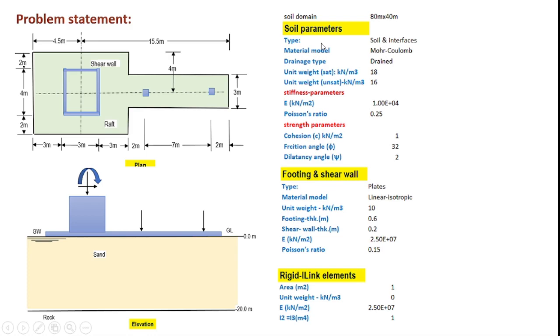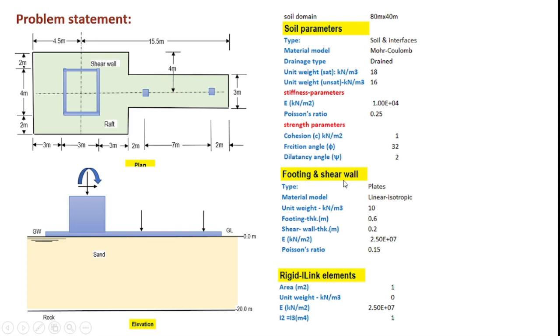So the soil parameters considered for the tutorial are given here. The material model used is a Mohr-Coulomb failure criterion, and the drainage type considered is a drained one. The unit weights in the saturated and unsaturated condition are considered as 18 and 16 kN per meter cube. Coming to the stiffness, the modulus of elasticity of the soil will be taken as 10,000 kN per meter square with a Poisson ratio of 0.25. The strength parameters include a cohesion intercept c of 1 kN per meter square, friction angle phi of 32 degrees, and a dilatancy angle of 2 degrees.